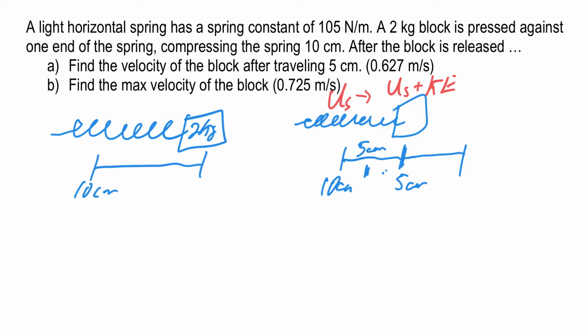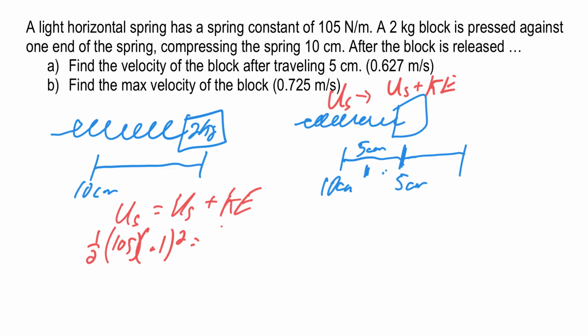So when we set up our equation, we'll do US max equals US at 5 centimeters plus KE at 5 centimeters. So 1/2 k, which was 105, and then 10 centimeters was 0.1. Then we're going to repeat that, but this time we're at the 0.05 meter mark. So we have less kinetic energy, right?